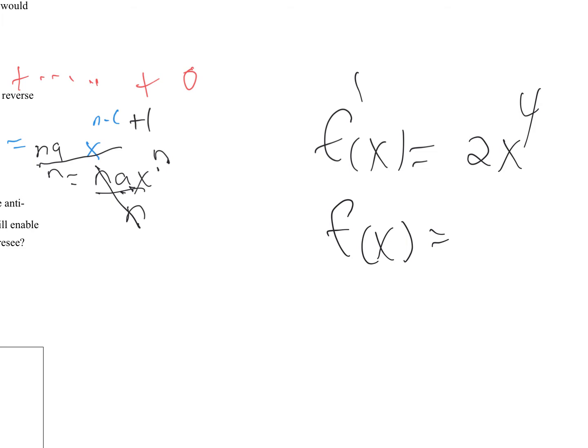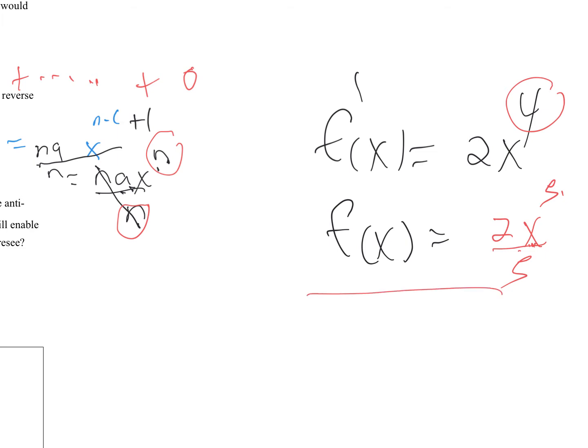What did he say to do first? Divide? No, he did not. Add 1 to what? The 4. So what does that become? 5. x to the 5. And I had the 2 sitting here. Next I do what? Divide by 2? No, oh, I know. I divide by the new n. So that is your function.